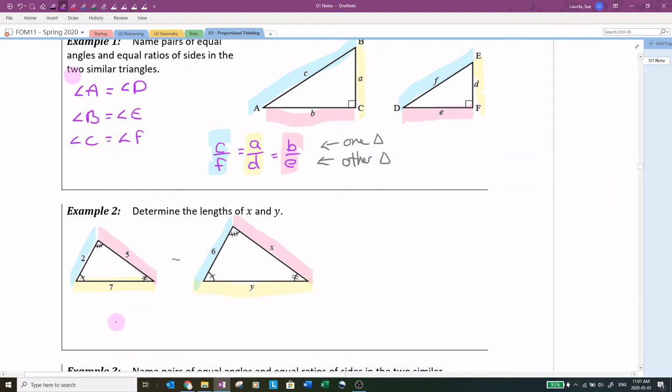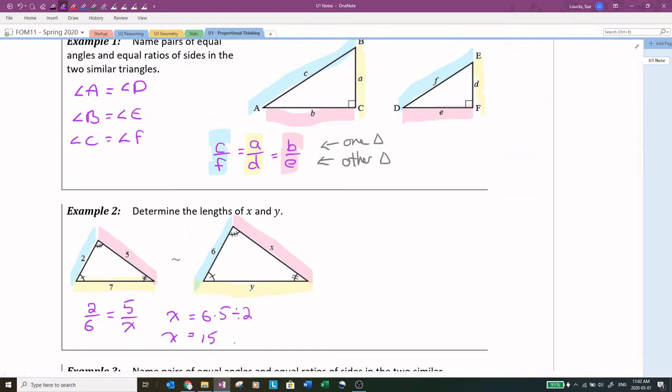So I have side length 2 over side length 6 is going to be the same as side length 5 over side length X. Okay, so these are the blue ones, these are the pink ones. And then I can use my cross multiply and divide to solve for X. So X is 6 times 5 divided by 2, which is 15. Does that seem reasonable? Yeah, sure.